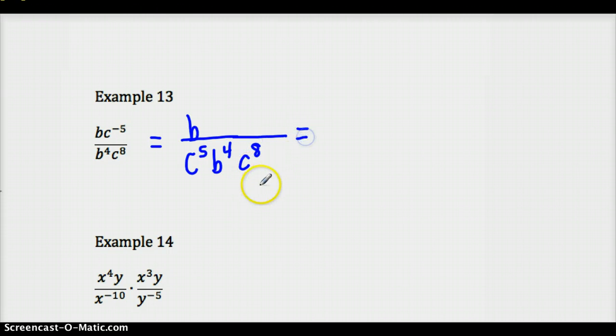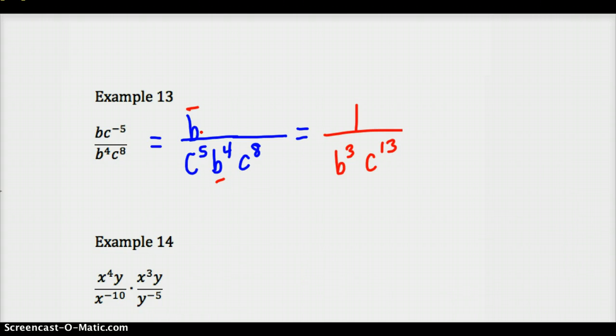Now reduce again if you can. Notice I have a b on top and b's on the bottom. So I have 1 on top and 4 on the bottom, so that would leave me with 3 on the bottom. Now c to the 5th times c to the 8th on the bottom is going to become c to the 13th, because you add the exponents. And that's just going to be a 1 on top for the placeholder.